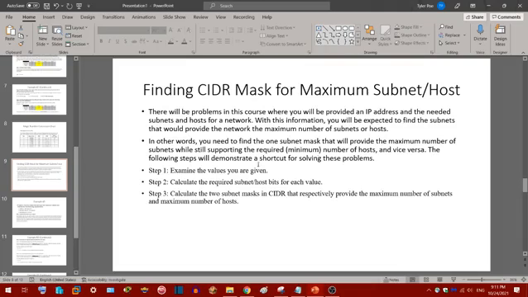The following steps will demonstrate a shortcut for solving these problems. There are just simply 3 steps. First we examine the values we were given. We calculate the net required subnet host bits for each value, and then calculate the 2 subnet masks, or 1 for our problem, that respectively provide the maximum number of subnets and maximum number of hosts.